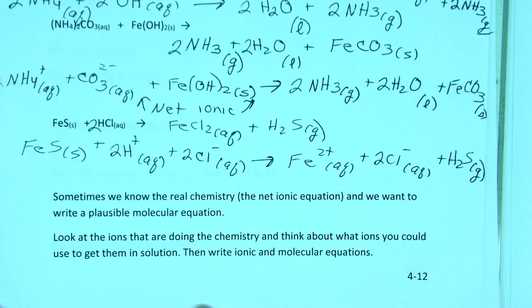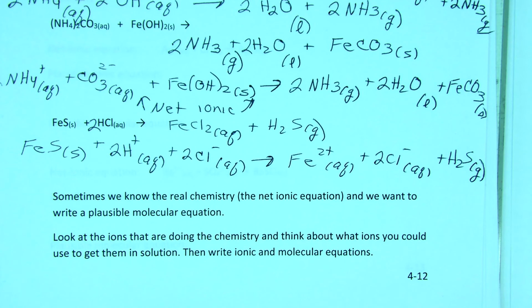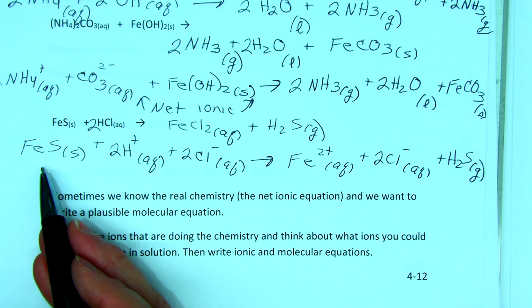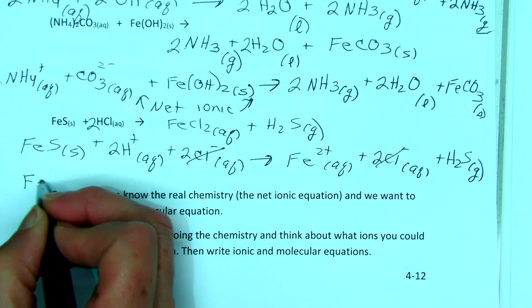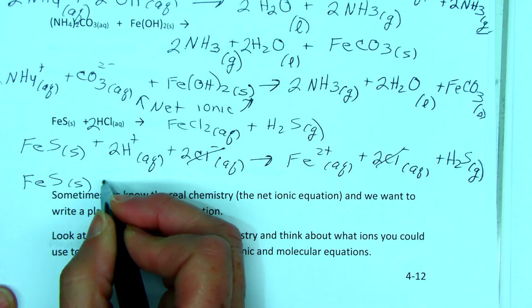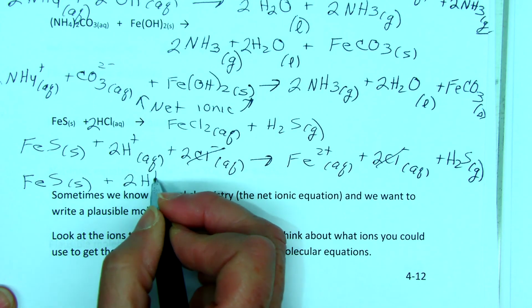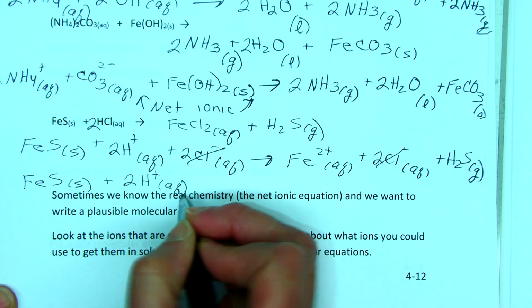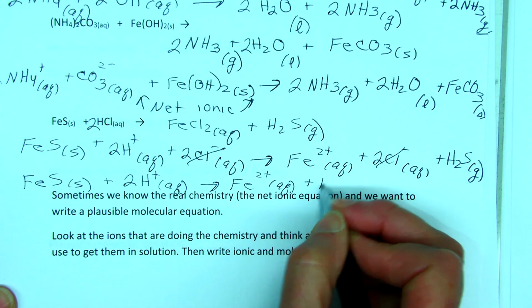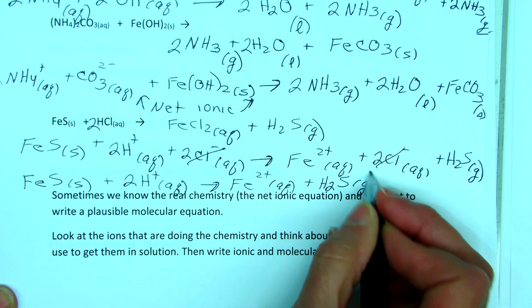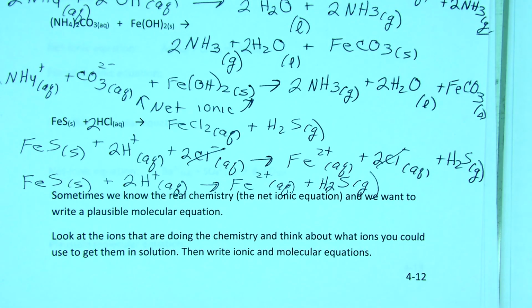Now on this one, what can I cancel? Can I cancel the Fe? It's not in the same form on both sides, so no. Just the chloride ion. So I get iron sulfide solid plus 2 hydrogen ions yields iron 2 ion plus hydrogen sulfide gas. You can see how it takes a lot of practice to become proficient at this.